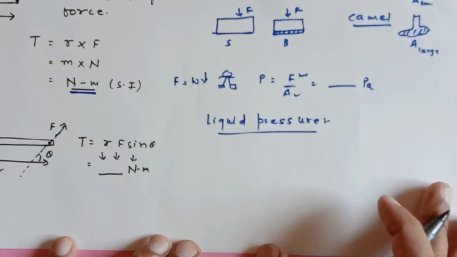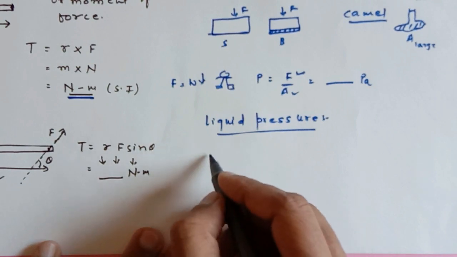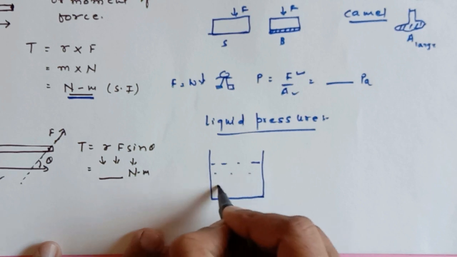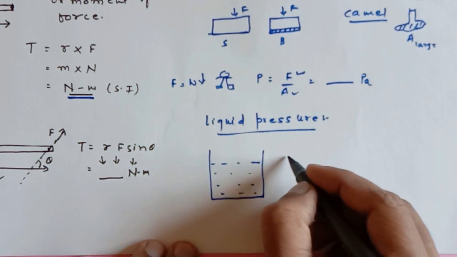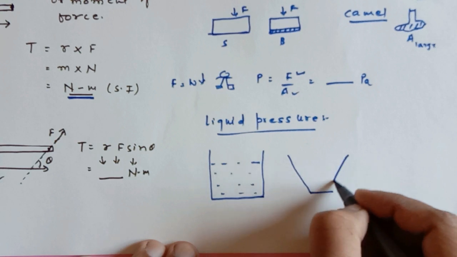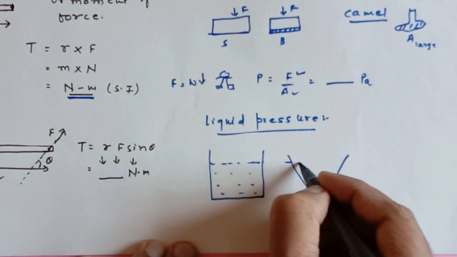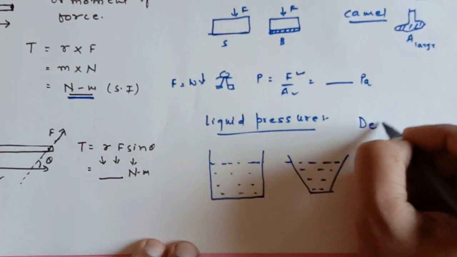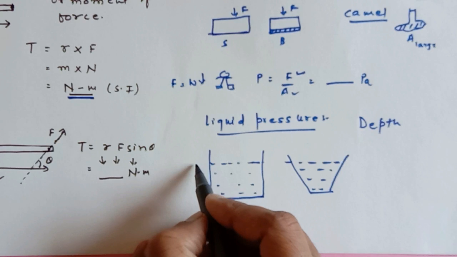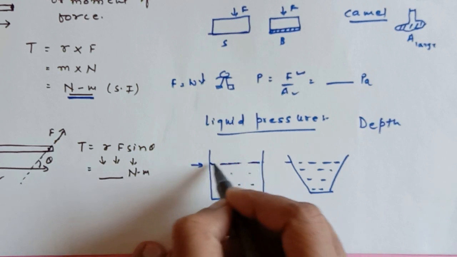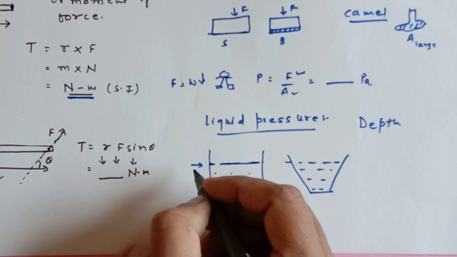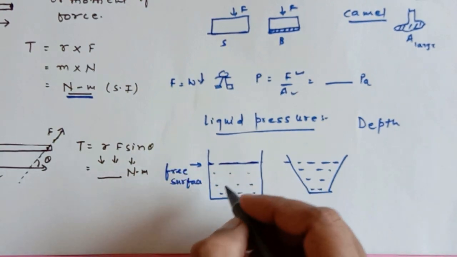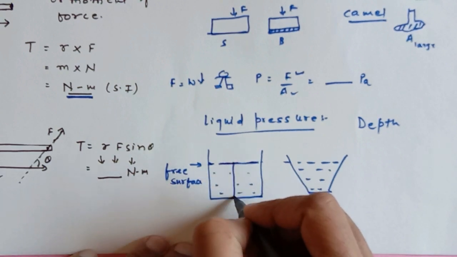Now next one, you have liquid pressure. This is a very important topic. Now suppose this is a vessel and the liquid is filled till here. Another vessel is like this. Again the liquid is filled till here. Now we need to understand what is depth. So this is called the free surface. This part, the top surface of the liquid which is in contact with the air, is called the free surface.